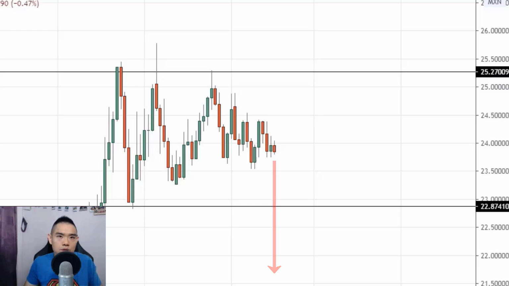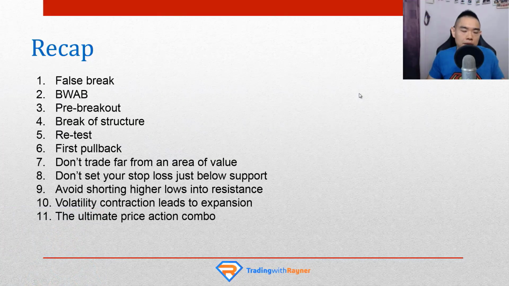So with that said, let's do a quick recap. Just a quick one. So what we have covered today. Number one, the false break setup to trade reversals, which offers you low risk and high reward trading setups. Then we talked about the BWAB trading strategy, basically buying breakouts with a build up. Number three, we combined the first two concepts into the pre-breakout technique. How do you actually enter a breakout before the market breaks out? Number four, we spoke about the break of structure technique, going down to a lower time frame to time your entries, especially if the higher time frame doesn't give you any signal to get long.